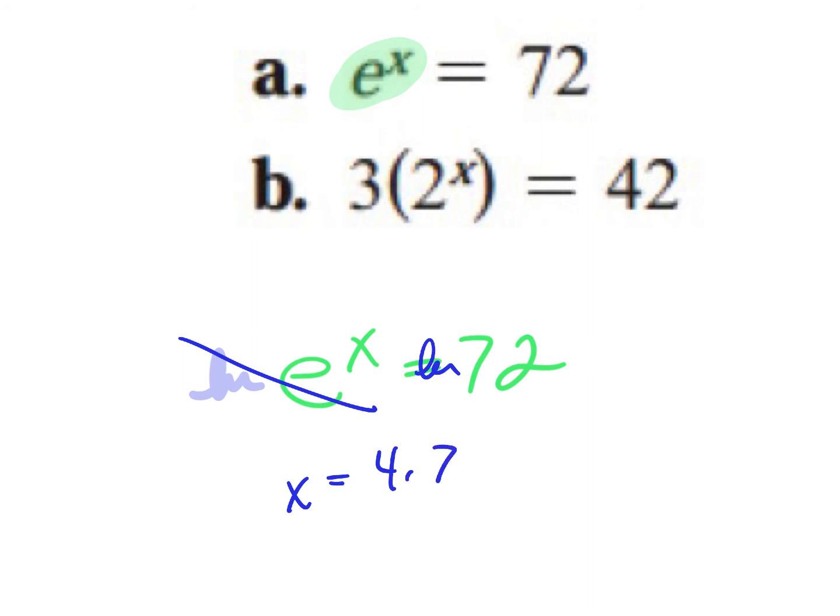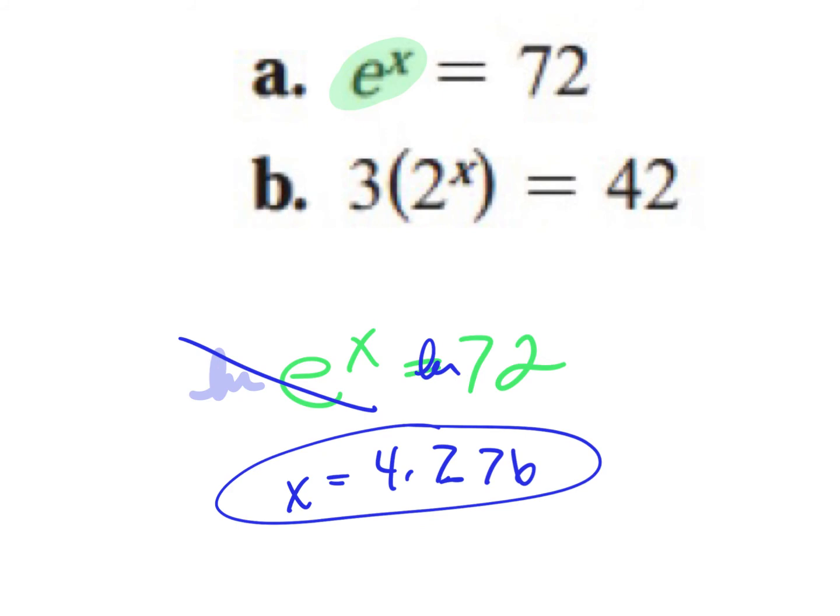4.7 what? 4.276. Now I need everybody to do this with me, please. 4.276, right? I got x equals 4.276. Well, how do I know if I'm right? You plug it in. And there's going to be times when you have to plug in to check for extraneous solutions, and these ones you don't. But I'm going to show you how easy this is to do.